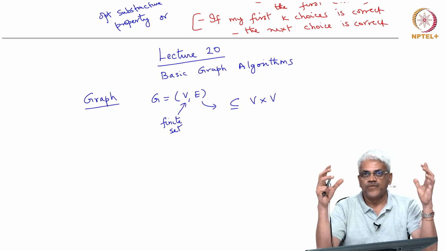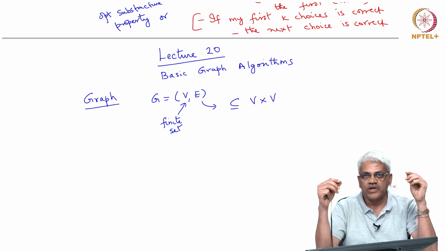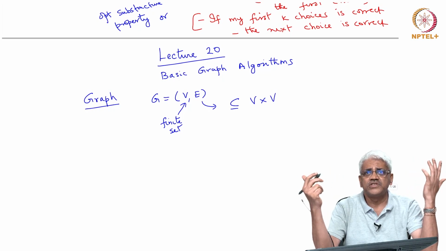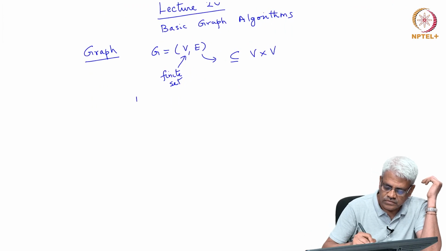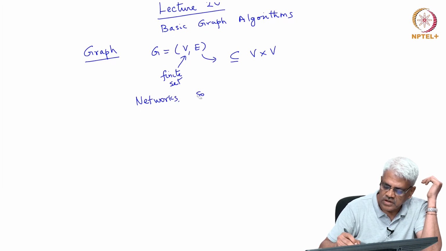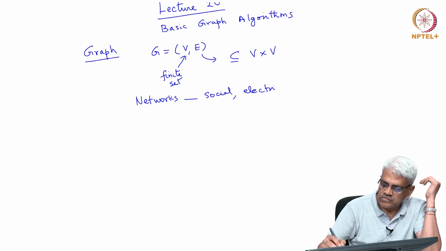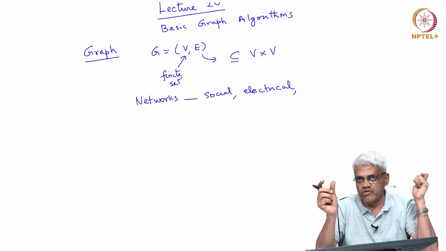Okay, a very fundamental object in combinatorics and algorithms, and graphs are ubiquitous. They appear in various places: networks, social networks, electrical networks. So it's a collection of nodes and edges. An edge is a pair of vertices.